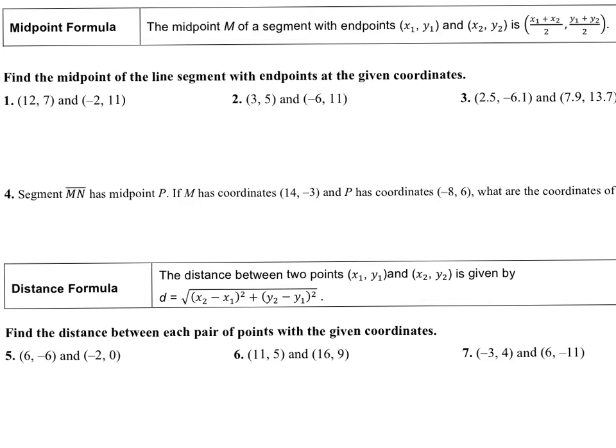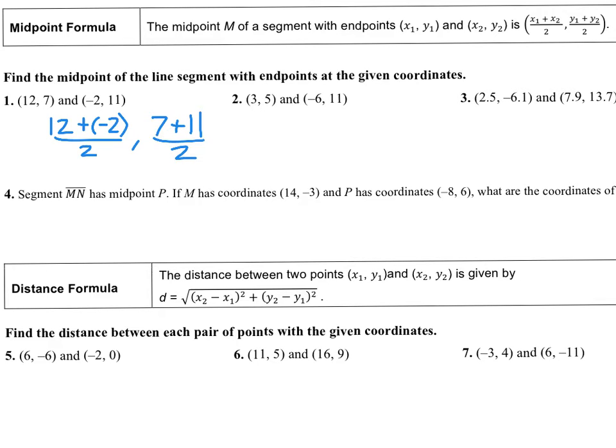In 9.1, we're learning about the midpoint formula and the distance formula. So for the midpoint formula, all you have to do is find the average of the two x coordinates. To find the average, you add them up and divide by 2. Then you take the two y coordinates and you find the average of those.